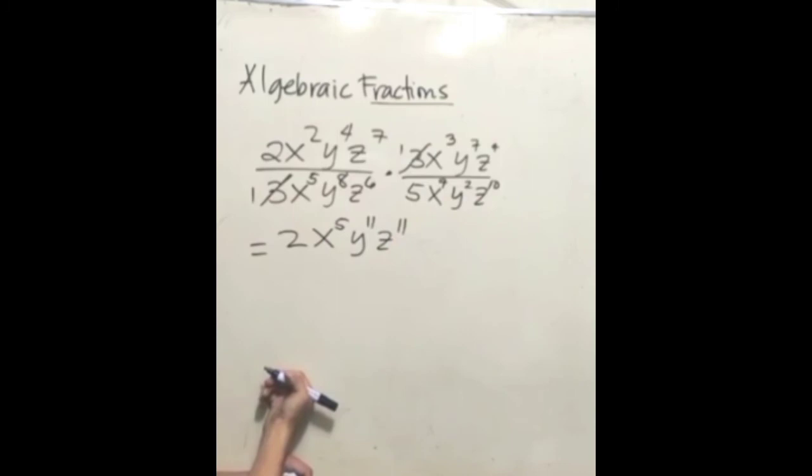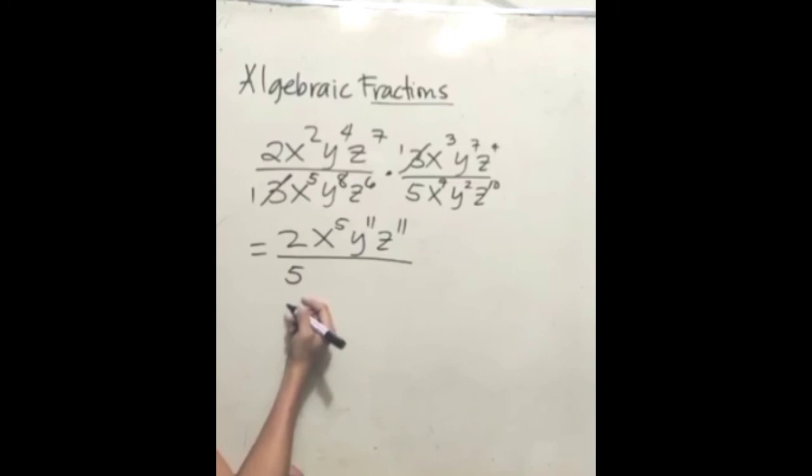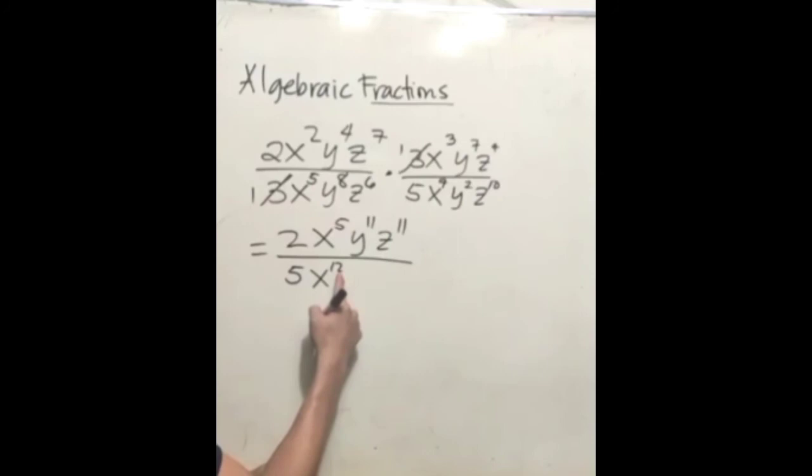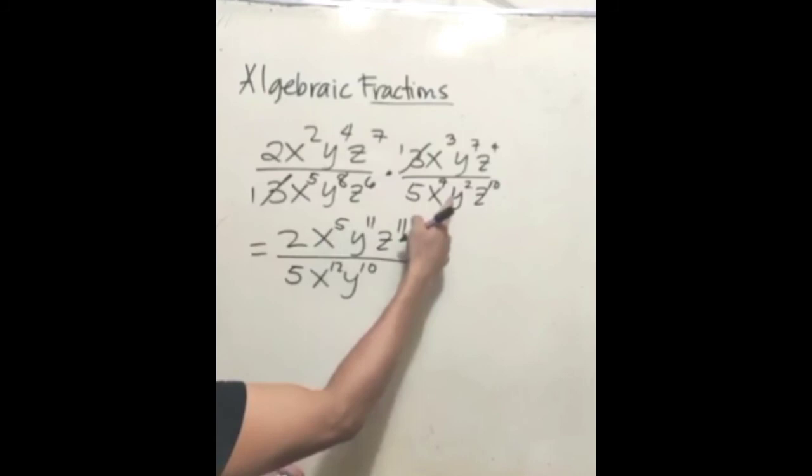Okay, next, we have 1 times 5, of course, that's 5. And then, x5 and then x7, that is x12, right? Because 5 plus 7 is 12. y8 and y2, that is y10. And then, z6 and z10, we have z16. Okay, there you go.